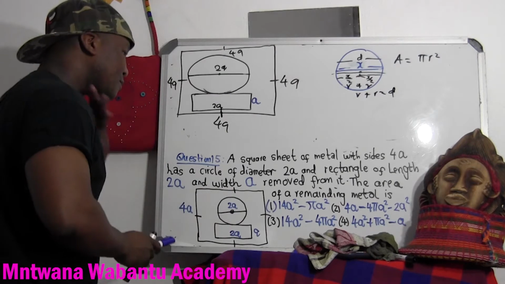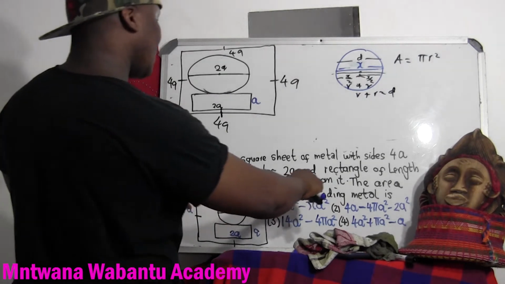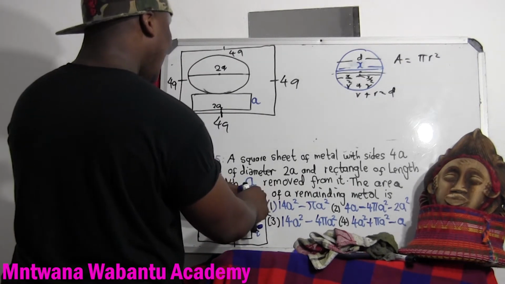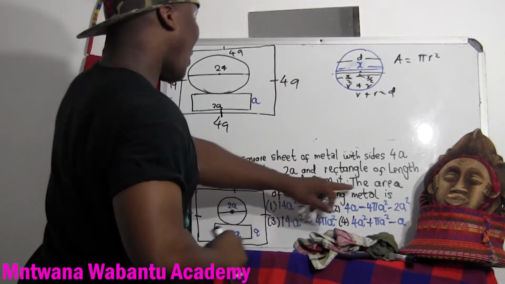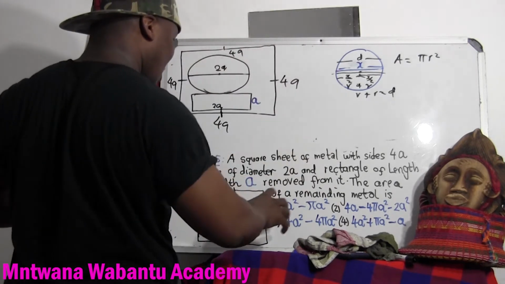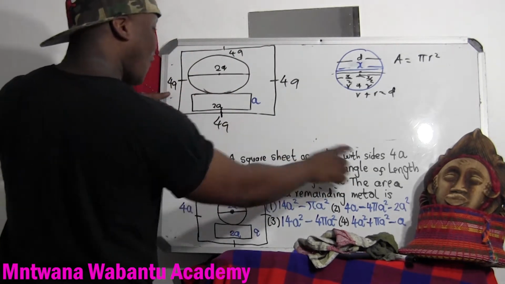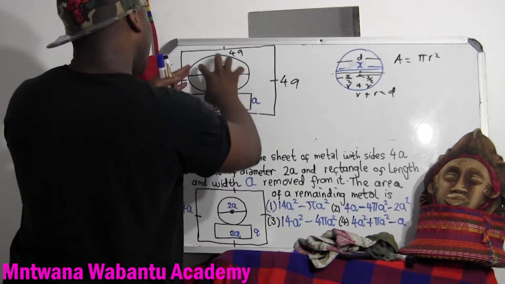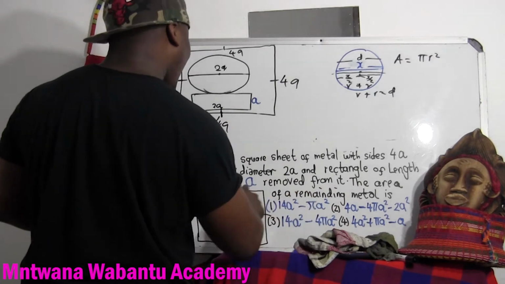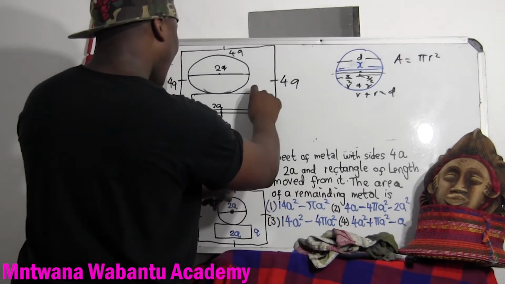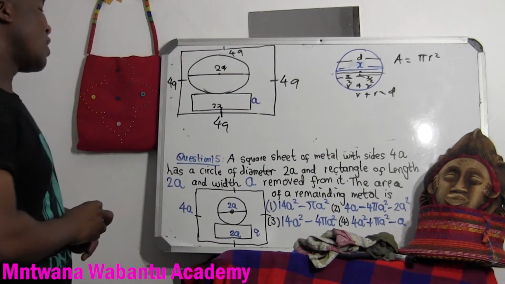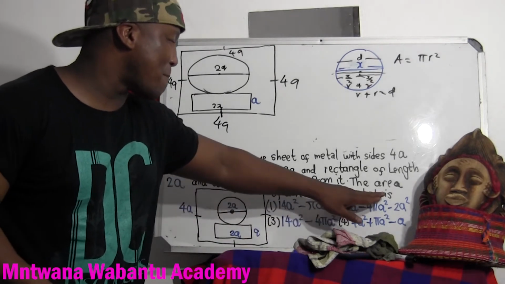So what do they want? They say a rectangle of length 2A and width A is removed from it. Meaning they take this square metal sheet of side 4A, which has a circle inside and also a rectangle with length 2A and width A, and they remove the rectangle. They take it out. So now they want the area of the remaining metal.